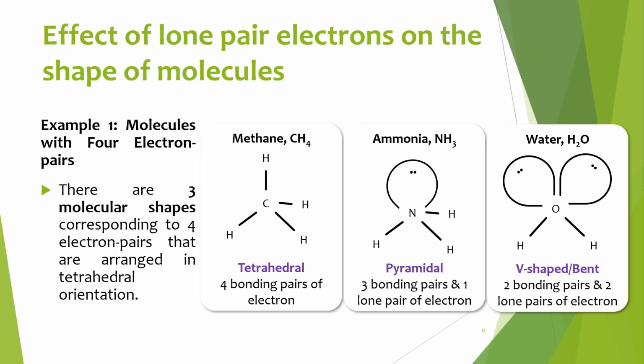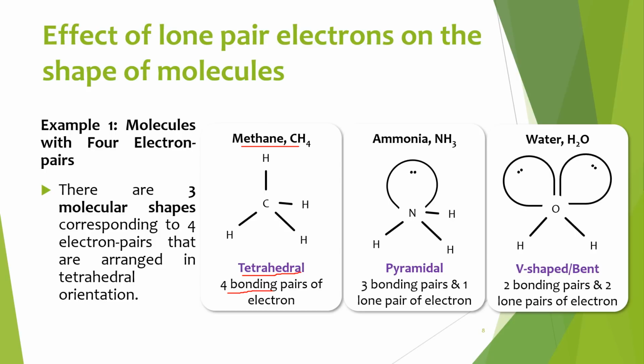But when the electron pairs also contain a lone pair, there are 3 molecular shapes corresponding to 4 electron pairs that are arranged in tetrahedral orientation. So the first molecular shape is, for example, methane, CH4. It only contains 4 bonding pairs and 0 lone pairs. So following the basic geometry, it will have a total electron pairs equal to 4, so the shape is still tetrahedral.